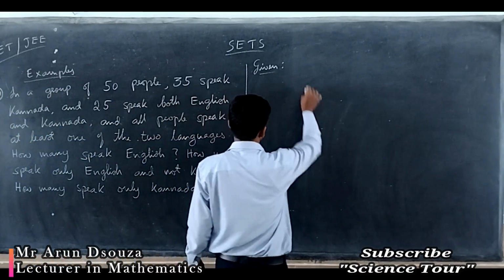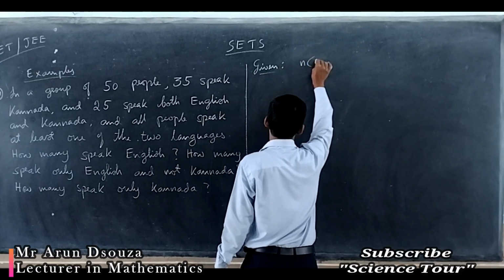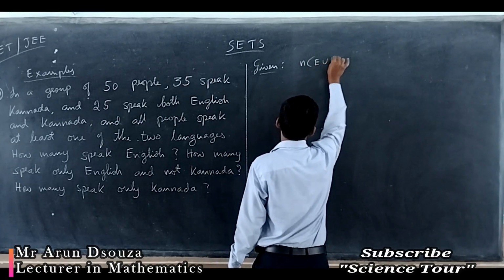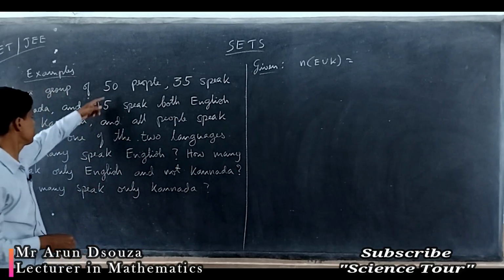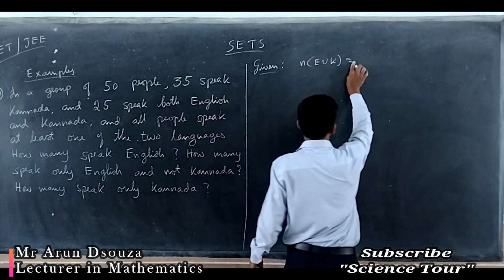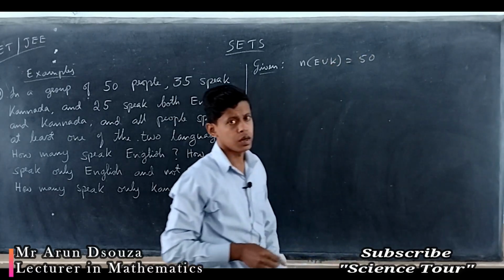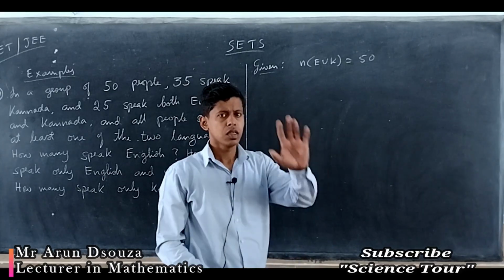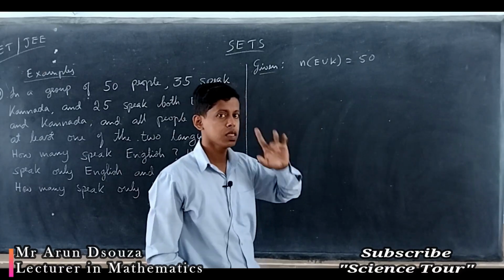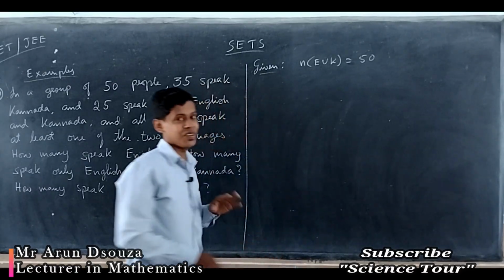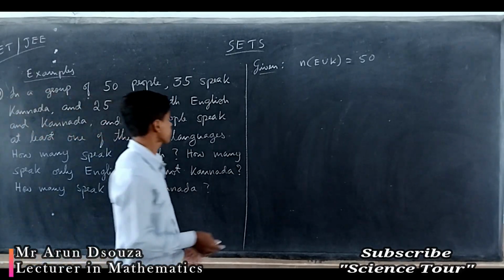That's pretty easy to understand. Now, what is n of English union Kannada, E union K? E union K is 50. And why is this not universal and union? In some questions universal and union are two different things. Here they are the same thing. I'll explain that again in the Venn diagram. Wait for it.